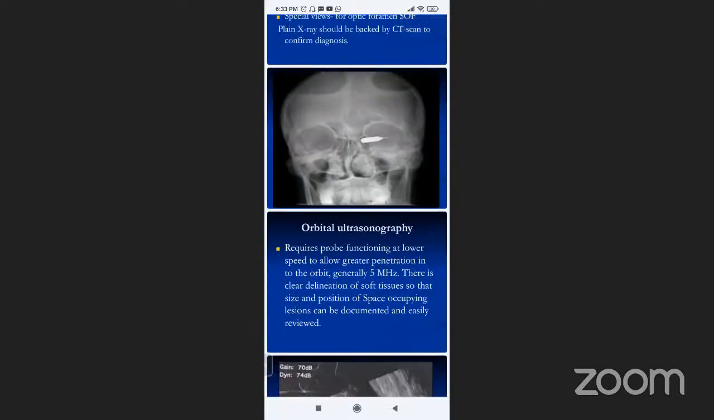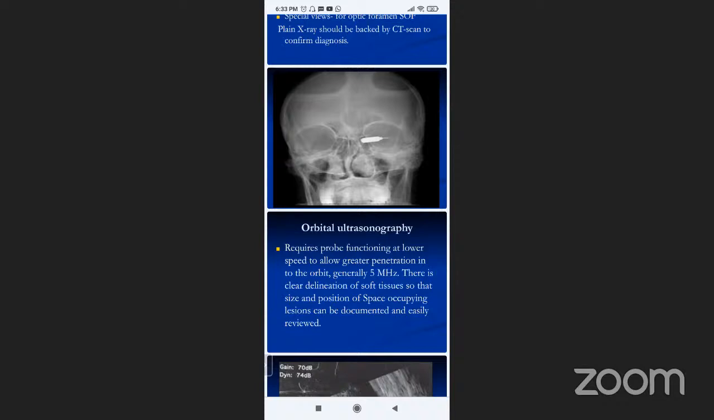Orbital ultrasonography requires a probe functioning at a lower frequency to allow greater penetration into the orbit, generally 5 MHz. So using ultrasound, we can get an idea of the soft tissue lesions and details about muscular enlargement as occurs in thyroid ophthalmopathy, whether it is tendon-sparing enlargement, that is only the muscle belly is enlarged, or the entire muscle is enlarged as in pseudotumor.